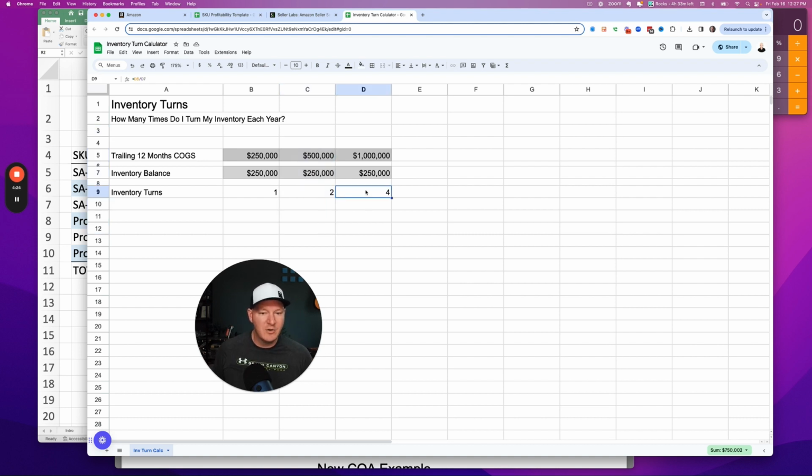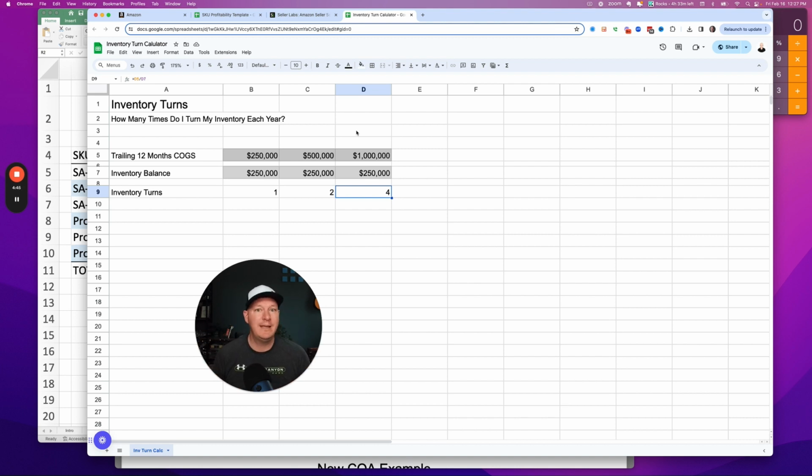If I'm able to turn my inventory 4 times a year or 7 times a year or 10 times a year, if I can turn it every month, that means that I get to use that same dollar. I get more at bats, right? My profitability percentages are kind of like my batting average. And the number of times I get to turn my inventory each year is my at bats.